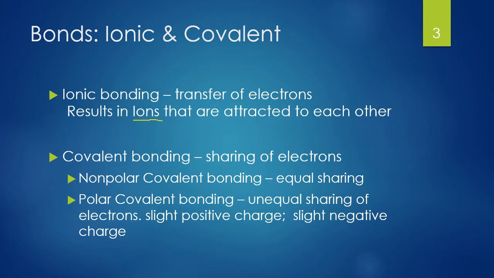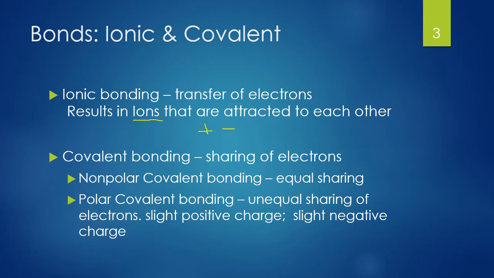For instance, if you have one element giving up an electron to another, you're going to form a cation, a positively charged ion that has lost an electron, and an anion, which is a negatively charged ion that has gained an electron. Now you have a positive and a negative charge, and we know opposite charges attract. So ionic bonding is the transfer of electrons, and the resulting ions are attracted to each other due to their opposite charges.